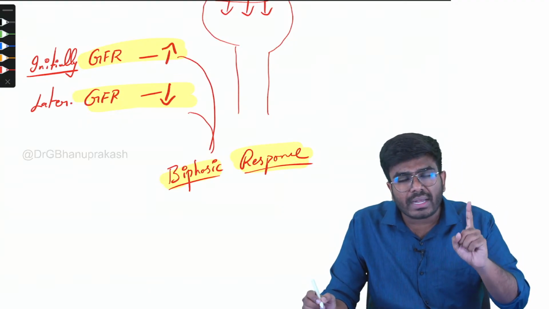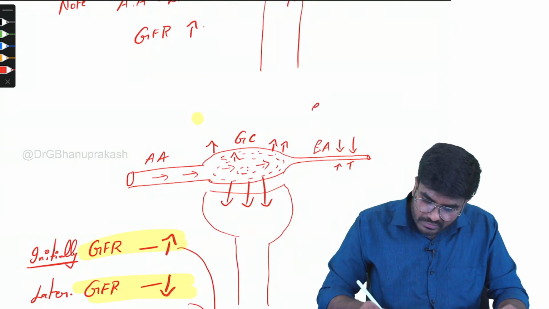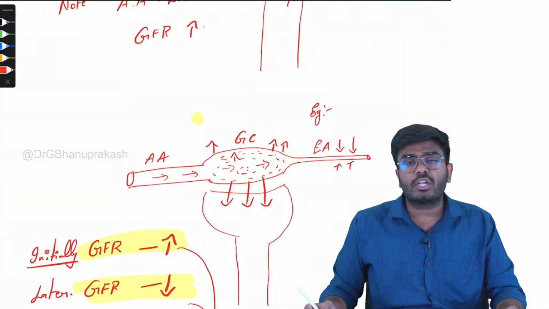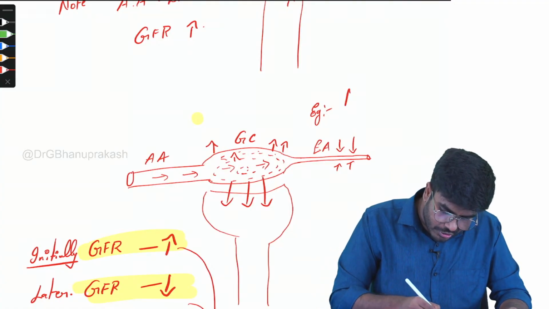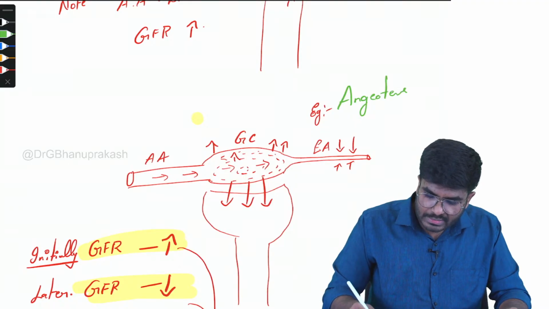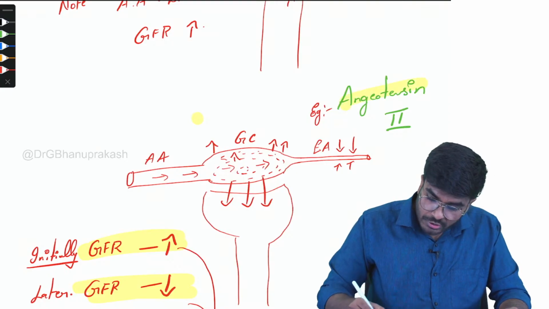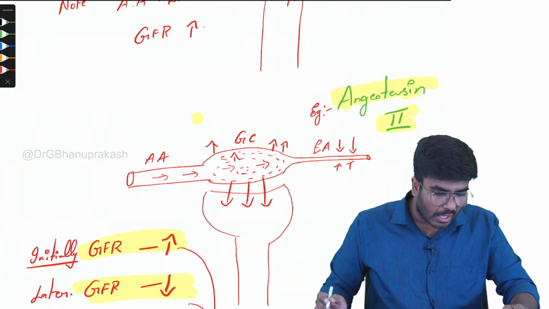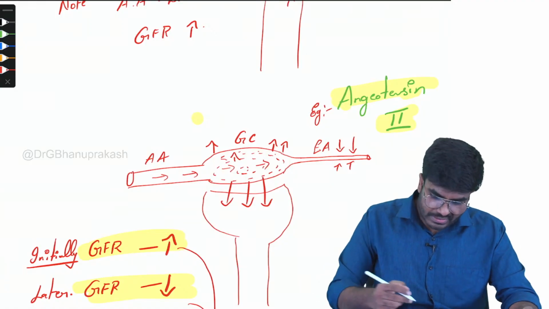Now, biphasic response is seen in which condition? Constriction of efferent arterioles. Now come with the example. What are examples of substances which will cause efferent arteriolar constriction? Example is angiotensin 2. So angiotensin 2 will cause efferent arteriolar vasoconstriction, which decreases the GFR.